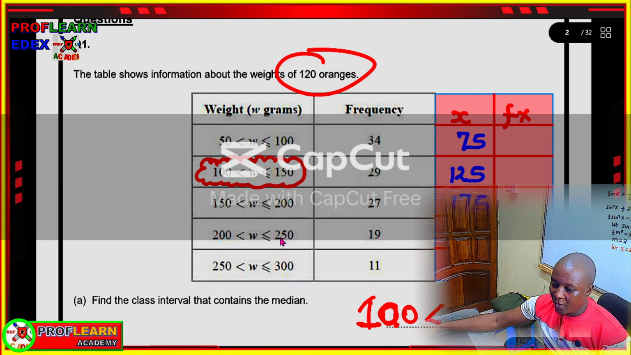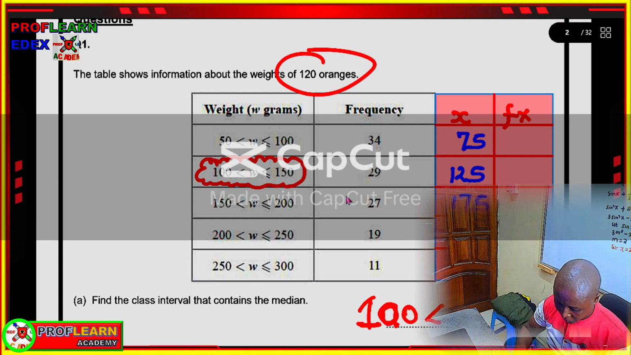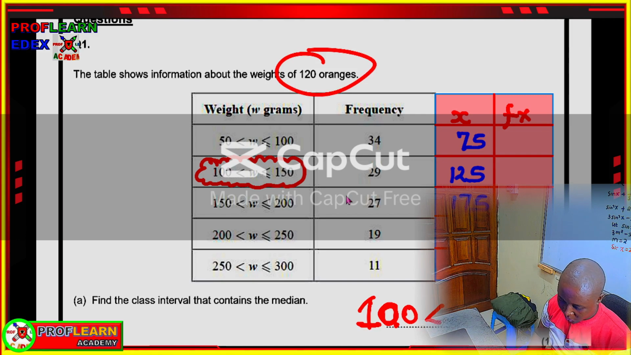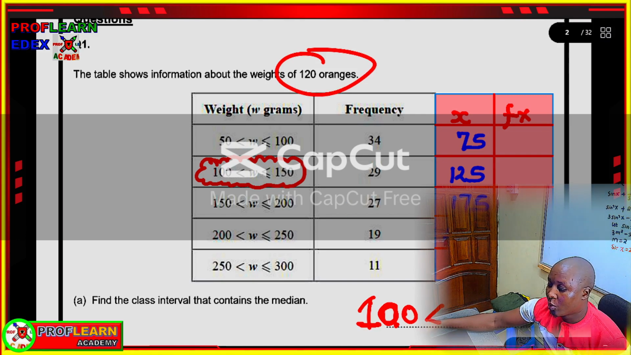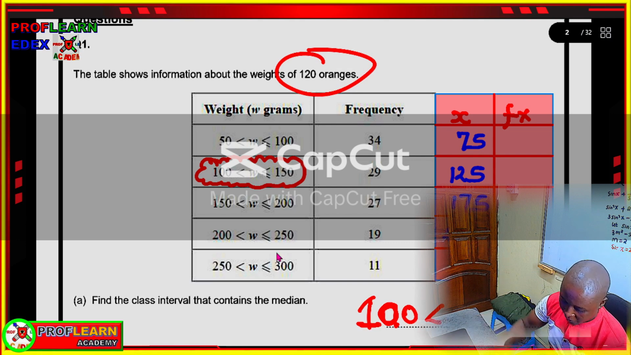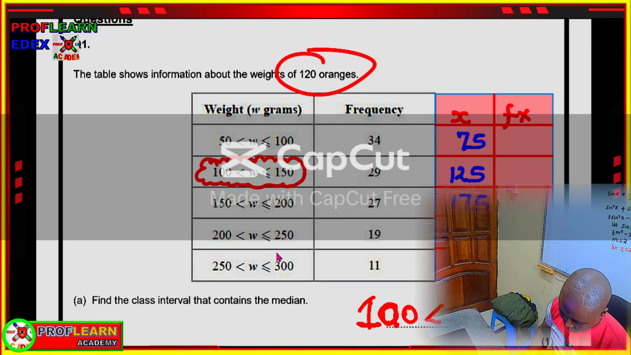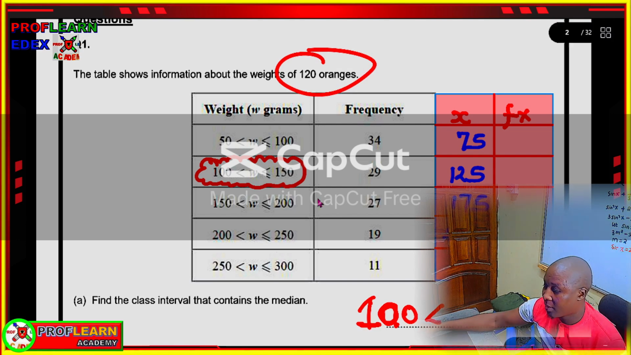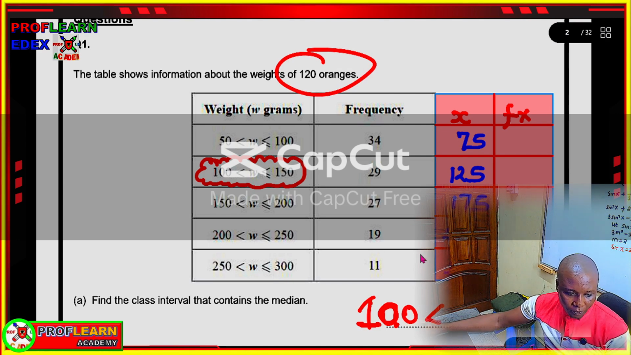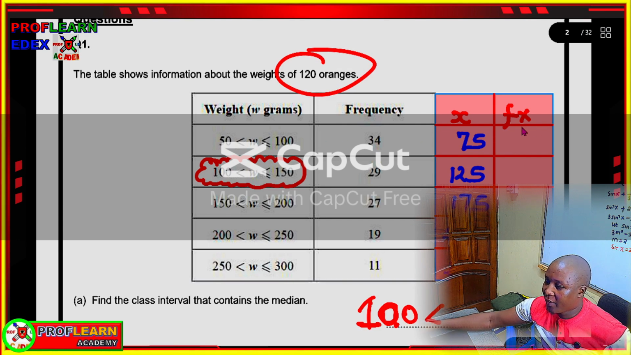If you take 400 divided by 2, 450 divided by 2, that becomes 225. This is going to be 550, so 550 divided by 2, that's going to be 275. So with that, then we're going to multiply now fx, frequency times the value of x.